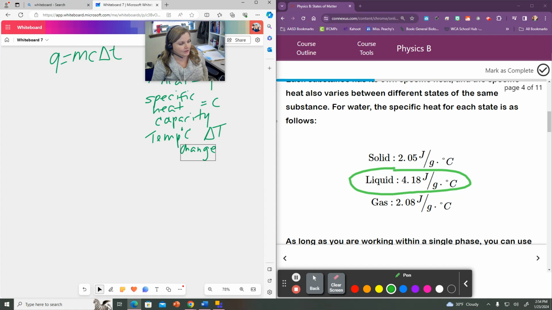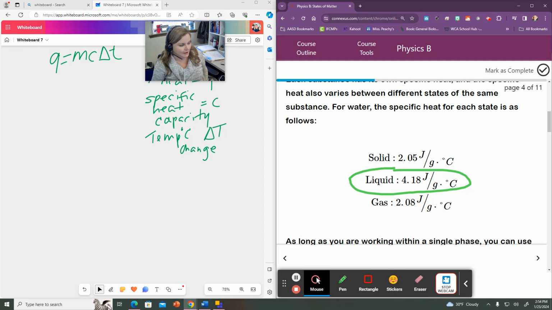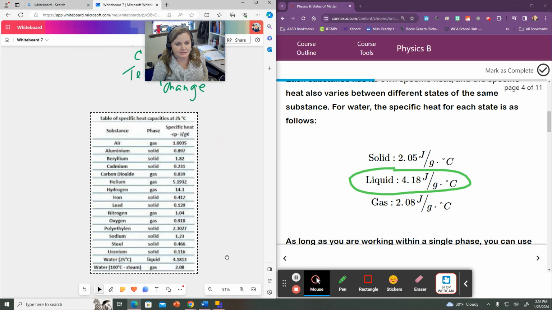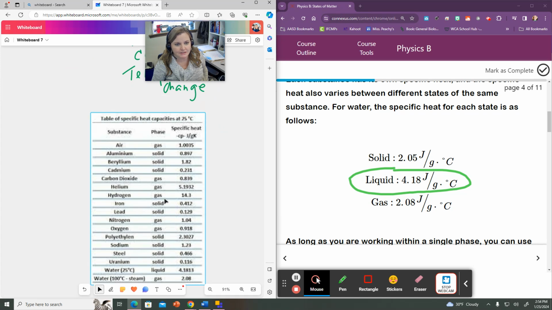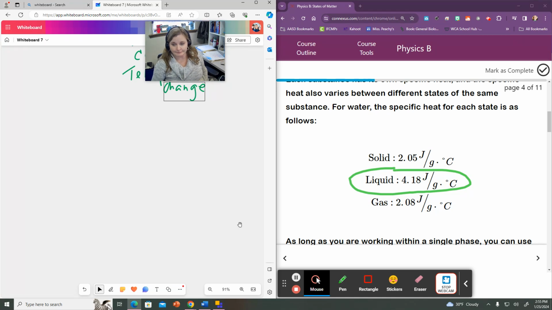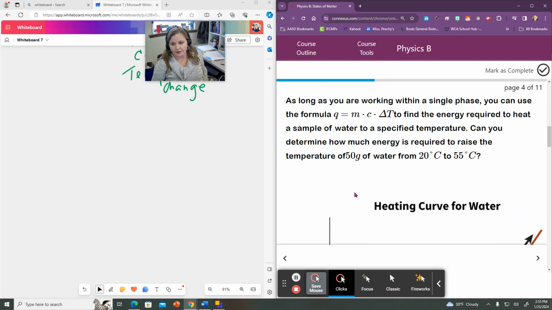Things that are good insulators usually have higher heat capacity. So you look here, for example, helium has a really high heat capacity. Hydrogen has a really high heat capacity. Kind of makes sense to me because they're very, very lightweight gases. But that being said, you need to pay attention. If you're dealing with solid water, ice, it's 2.05. If it's liquid water, it's 4.18. And if it's water vapor, it's 2.08. So there's different numbers depending on what you're looking at.